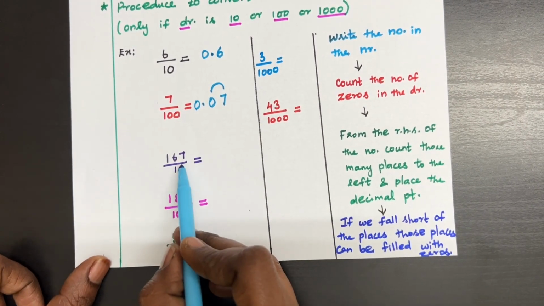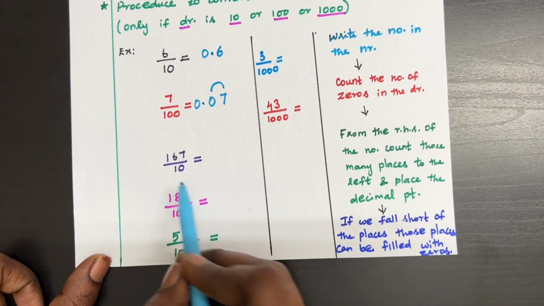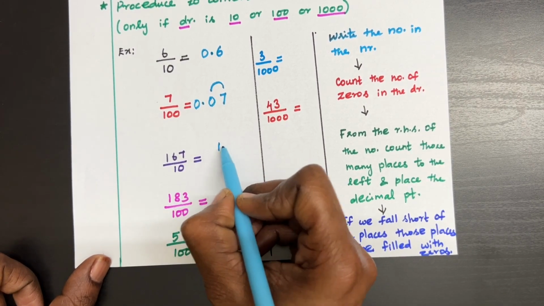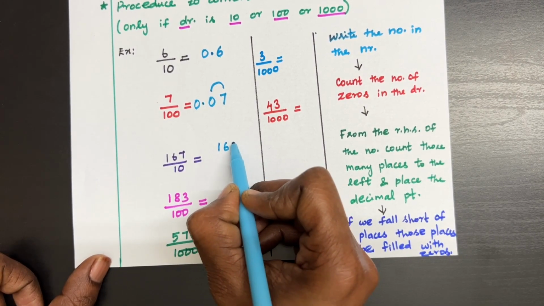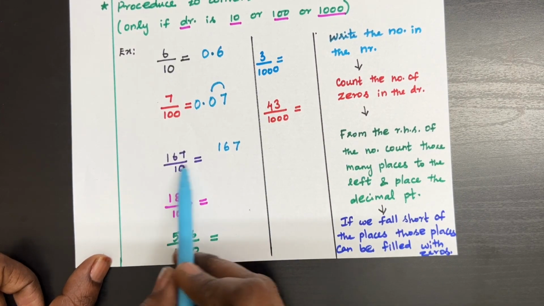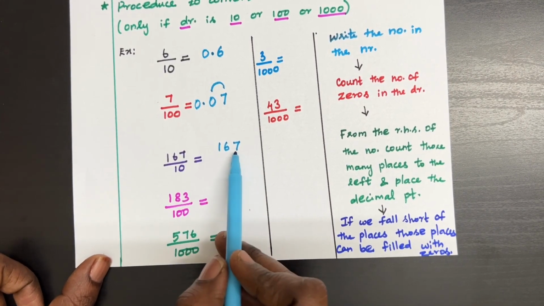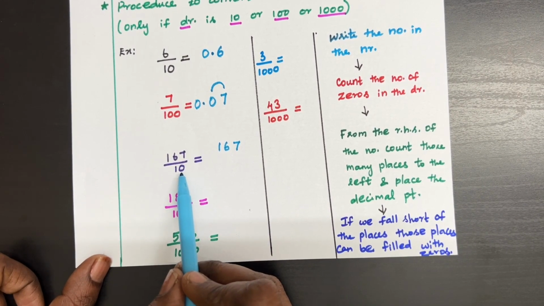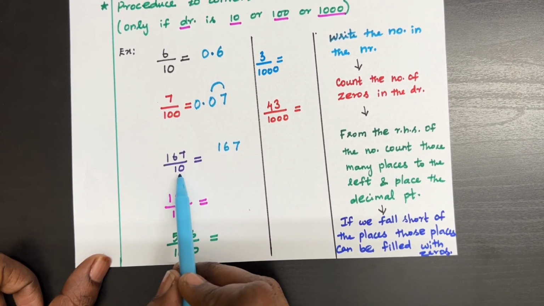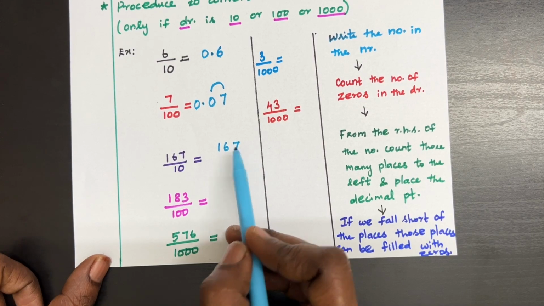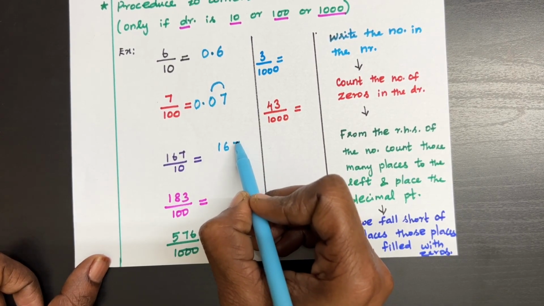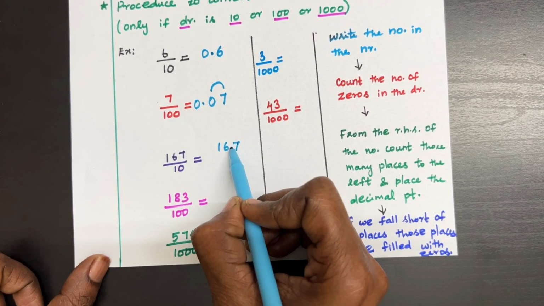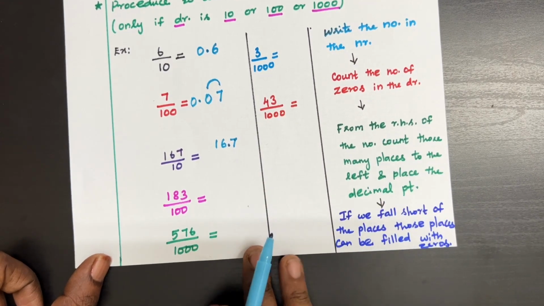Now see here, 167 divided by 10. How to do this? We need to write the number 167, just the numerator. Now count the zeros in the denominator. How many zeros? Only 1. So from the right I need to count 1. Only 1, so this is 1 number here. So I need to place my point here.